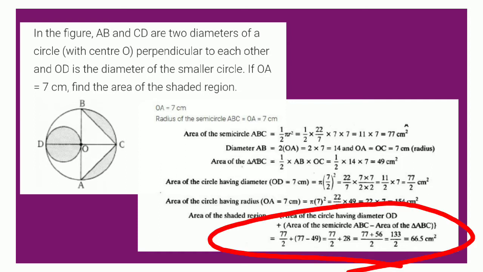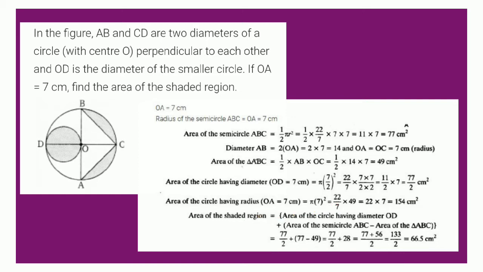Then the area of the shaded region is equal to the area of the circle having diameter OD plus, in the bracket, area of the semicircle ABC minus area of triangle ABC. So that is equal to the area of the smaller circle, that is 77 by 2, plus the area of the semicircle, 77, minus the area of the triangle, 49. So 77 plus 77 minus 49 is equal to 28. So you will get the answer as 66.5 centimeter square.